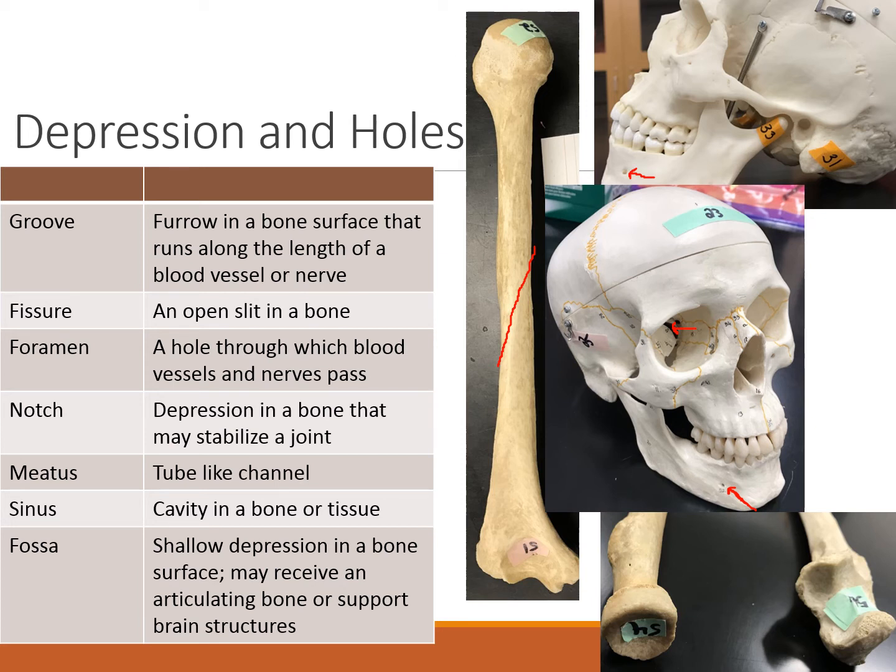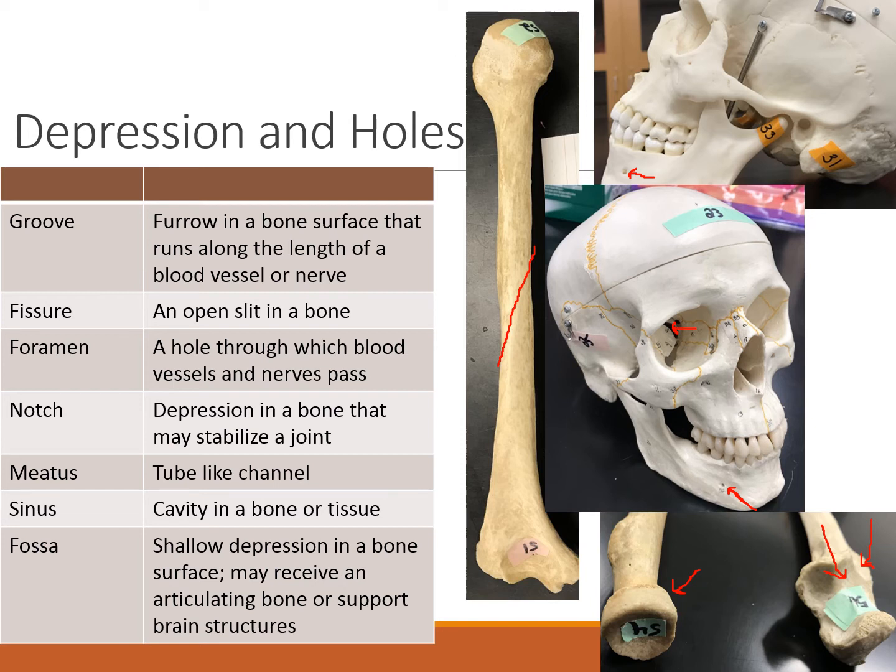A notch is a depression in a bone that may stabilize an adjacent joint in a bone. The articulating bone may slide into and out of the notch as part of the movement of the joint. A couple of examples can be seen here on the head of the ulna. This is the radial notch. The head of the radius, which you can see here, fits into that notch, forming the radial ulnar joint. You also have the trochlear notch here. The trochlea of the humerus fits here, forming a joint between the humerus and the ulna.